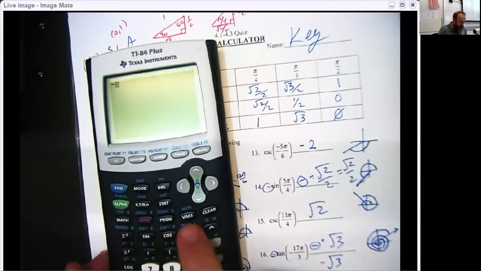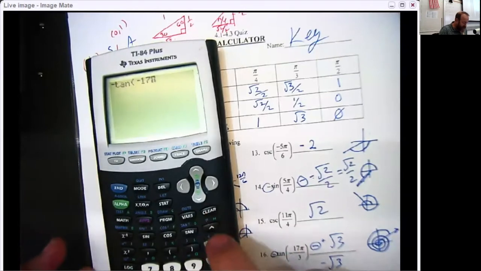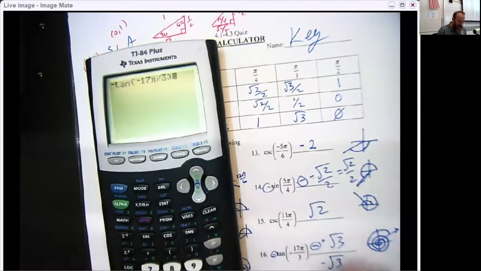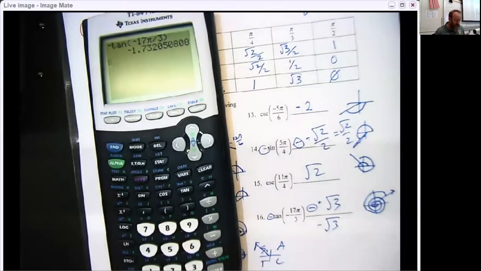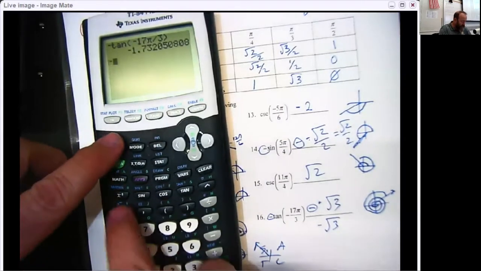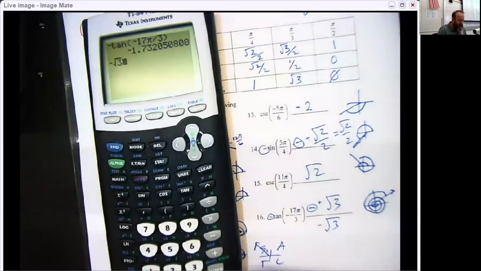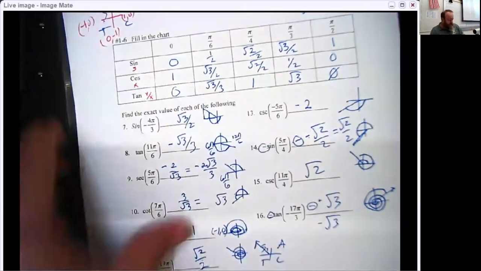So I got negative tangent of negative 17 pi over 3. Now, I found that I think my answer should just be negative root 3, and let's see if it was. So I got this decimal, and let's find out if that is negative root 3, and I see that it, in fact, is that identity.